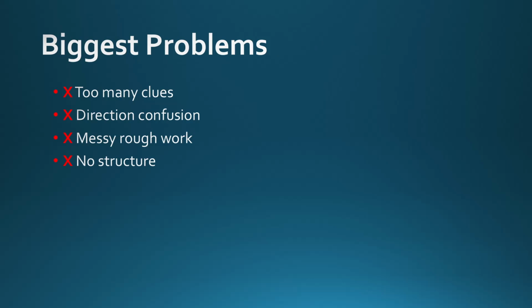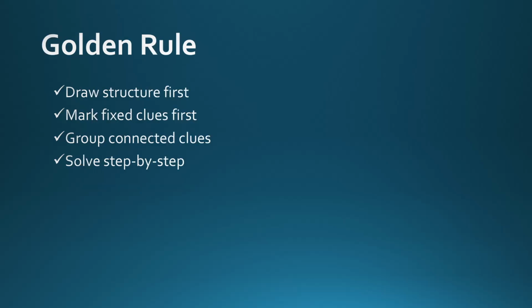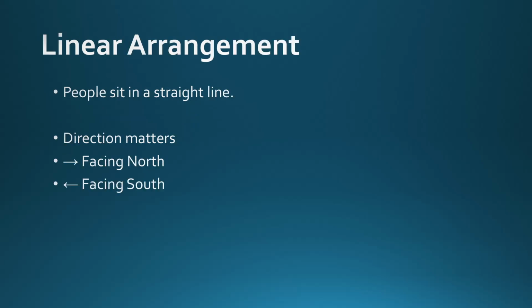Biggest problems are direction confusion, messy rough work, too many clues, and lack of structure. These are the most common arrangement types in CAT and other aptitude exams. They are linear, circular, rectangular, parallel rows, and mixed arrangement. Now, the golden rule is draw structure first, then mark fixed clues, then group connected clues, and solve step by step. This one habit alone can improve your LRDI speed massively.